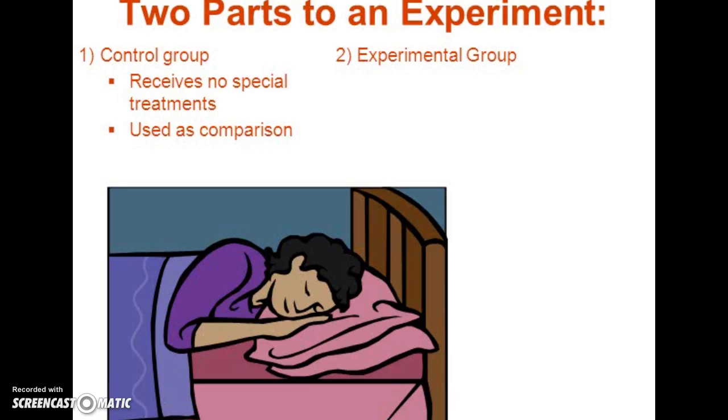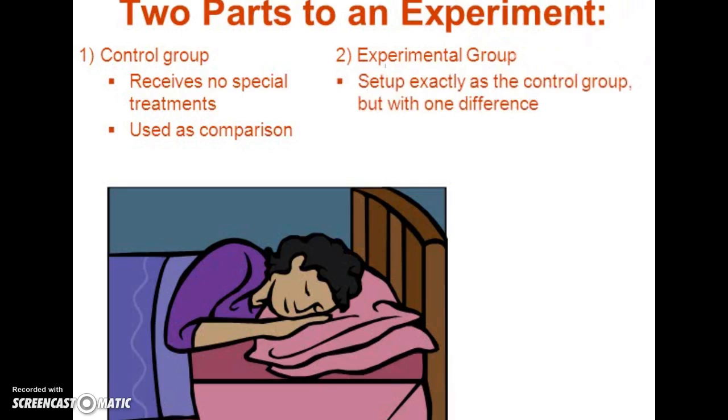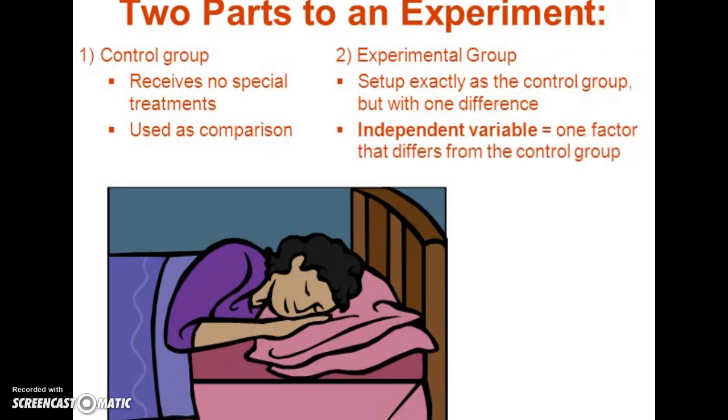So if the control group receives no special treatment, that means whatever we're testing, the experimental group is going to receive. You set them up exactly the same, the experimental group and the control group. But the experimental group is the part of the experiment that receives whatever it is you're testing. And whatever it is that you're testing is what we call the independent variable. It's the one factor that's different from the control group. It's what you're testing.